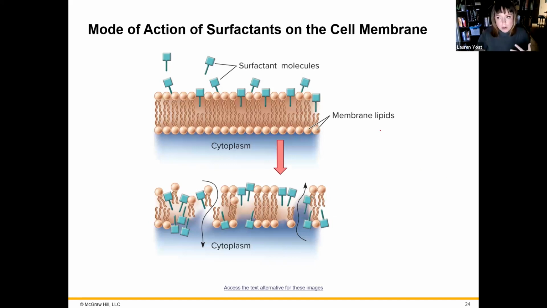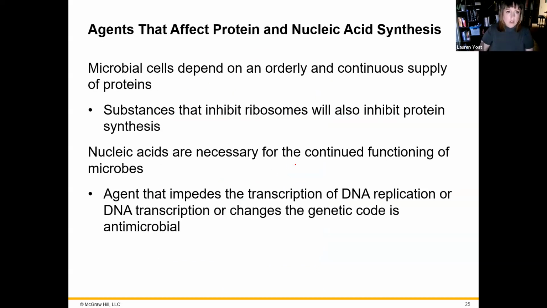So this is just a better picture of what I was trying to draw of that happening. So our surfactant molecule going in and mimicking essentially what we would see going on with the phospholipids and allowing them to squeeze in between them as a result. And that would lead to weakening of the membrane and things getting in and out of the cell.